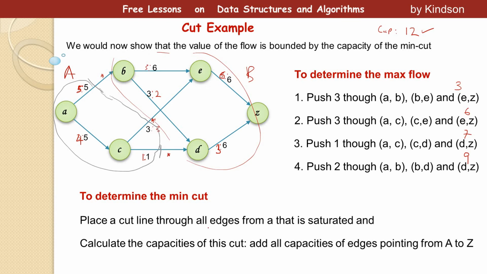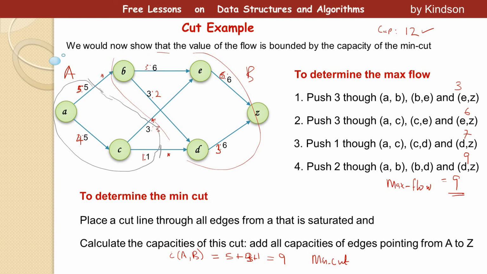So let's calculate the capacity of the cut A and B, A to B, is equal to what? 5 plus 4, 5 plus what? Plus 3 plus 1, which gives us what? 9. And what do we have here? Equal to 9. So max flow of 9, and this is min cut. So as you can see, it worked perfectly.